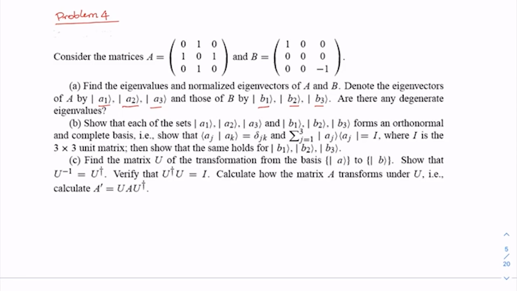And part B, you are asked to show that each of the sets A1, A2, A3 and B1, B2, B3 form an orthonormal and complete basis. Okay, and finally, in part C, you are asked to find the matrix U of the transformation from the basis A to B, and you have to show that U inverse is equal to U dagger and thereby verify this, and calculate how the matrix A transforms under U. Okay, let us do it.